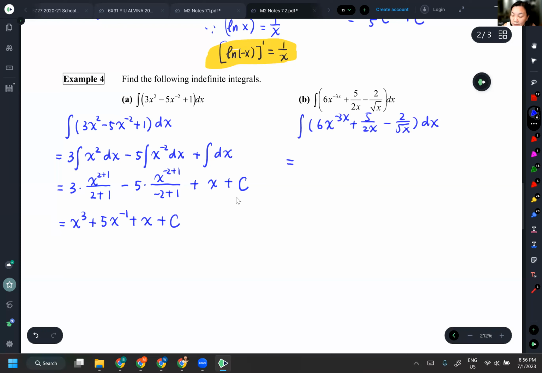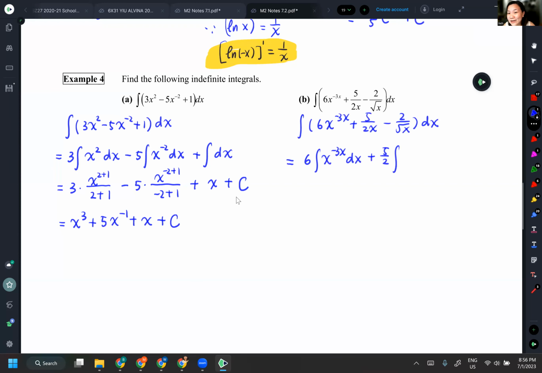Next one, copy the question. And then I'm separating. And when I'm separating, I'm also taking out the coefficient. Also, I'm rewriting the fractions and the thirds into the index form.